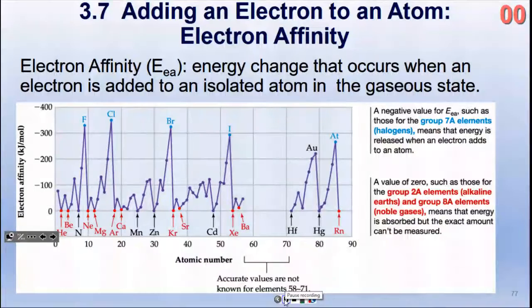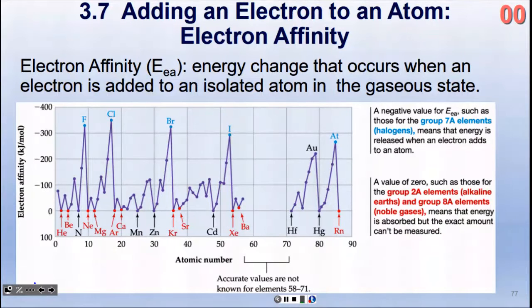So electron affinity is a new definition. The energy change that occurs when an electron is added to an isolated atom, again in the gaseous state. This is just a definition, but it's worth noting that there is one. The energy change associated with adding an electron to an atom in the gaseous state.